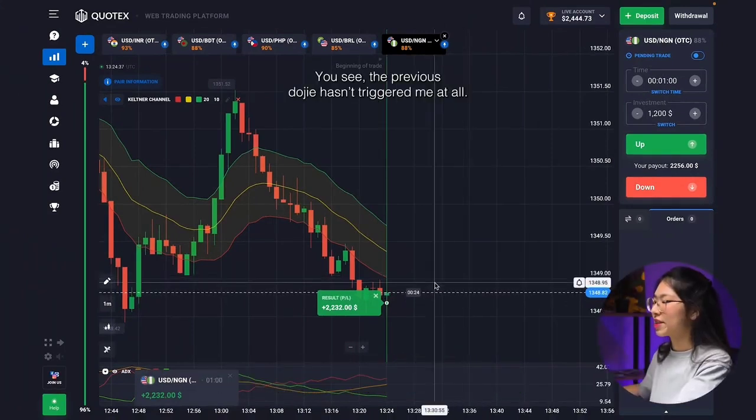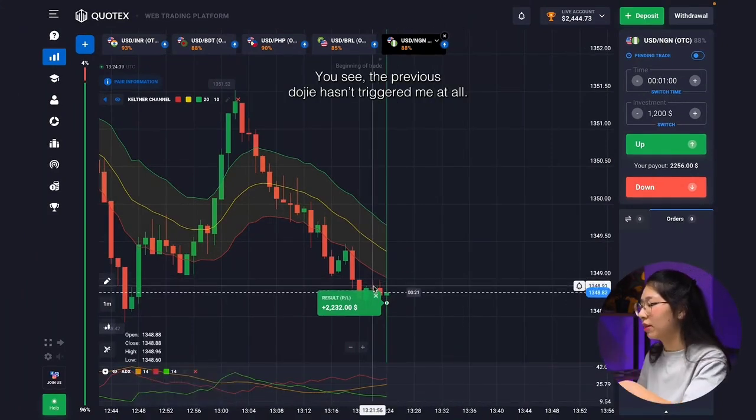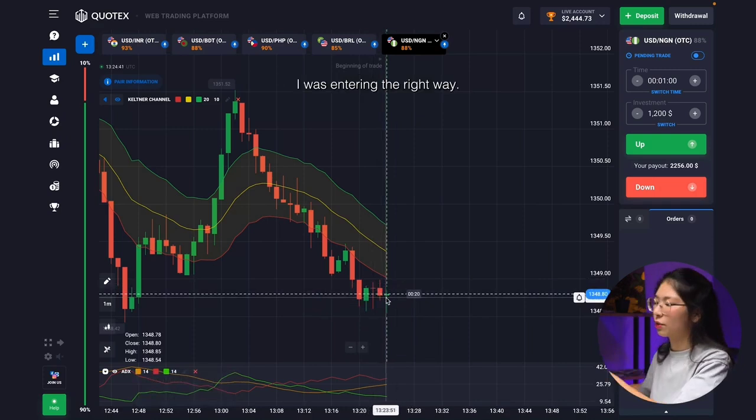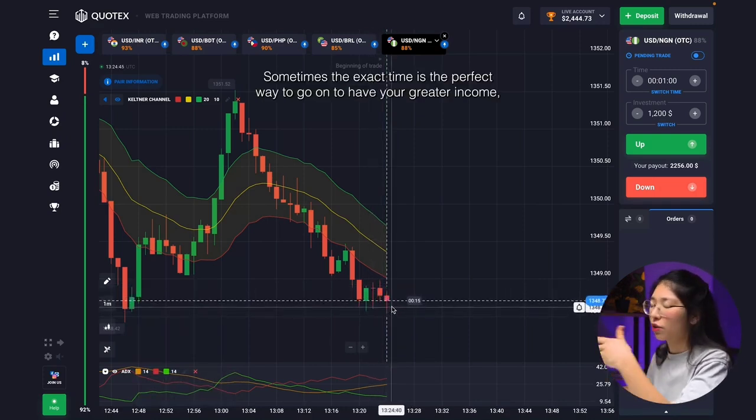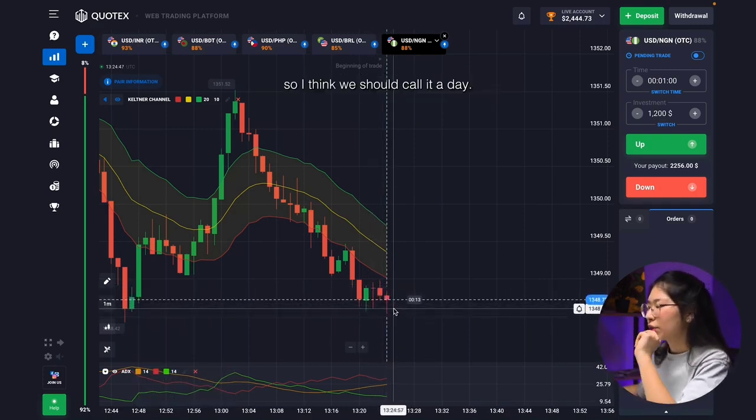Super opportunity, guys. You see, the previous doji hasn't triggered me at all, and I was entering the right way. Sometimes that time is the perfect way to go on to have how you create your income. So I think we should call it a day.